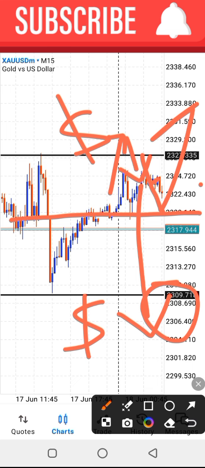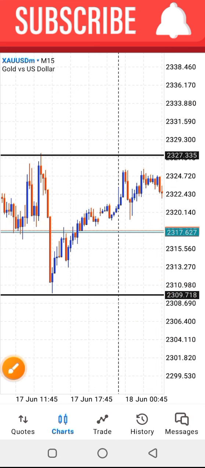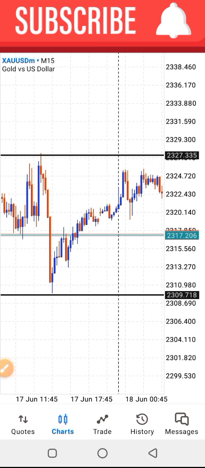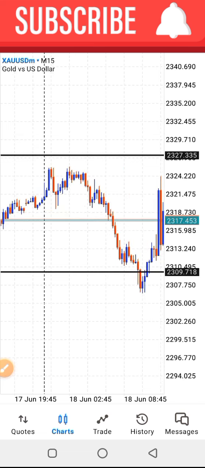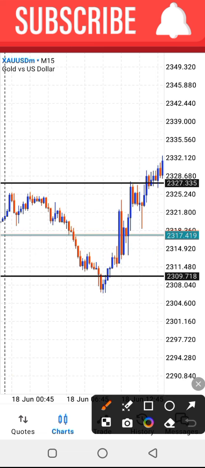Price always balances to the equilibrium. It can balance to a fair value gap, which is an inefficiency, and it can also come back to equilibrium and move in the opposite direction. So the idea is you need to take off some profits when it gets to 50%. Then you can move your stop loss to break even and ride the trade to the opposing liquidity. Okay, so let's move on. You can see what happened here beautifully.